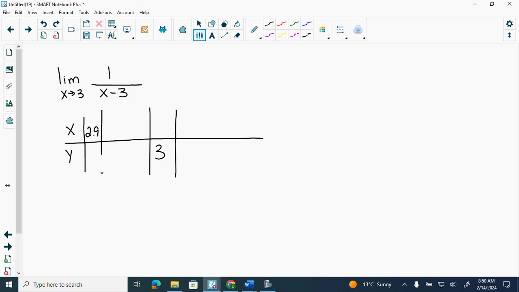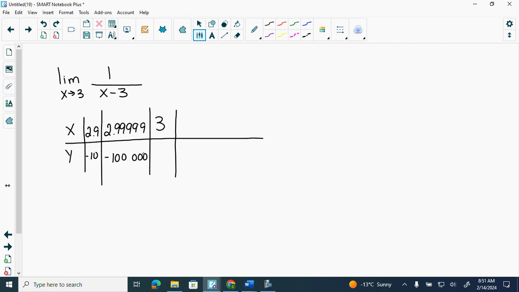I put in 2.9, it gets me negative 10. Then if I put something closer, like 2.99999, oh my goodness. It's getting hecka, which is my new word, large.